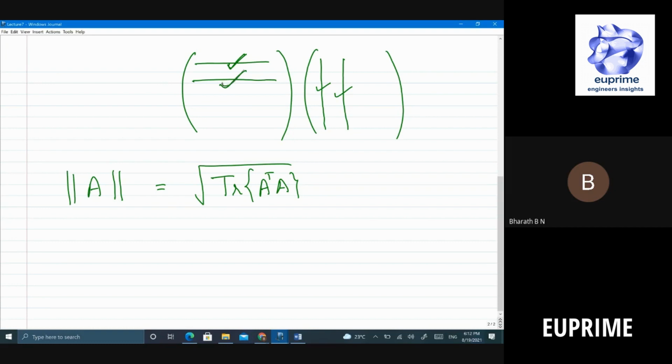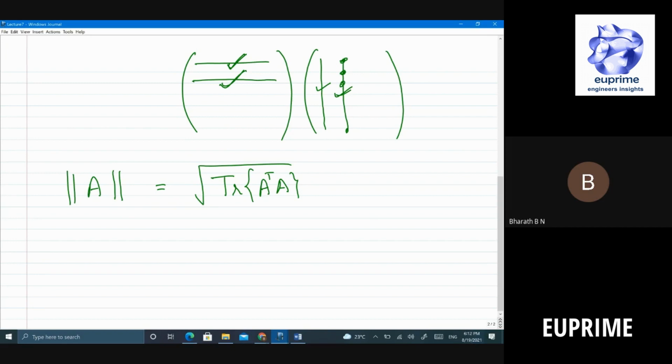The second row, what happens here? It's all these entries squared, right? And you are adding them, right? You are taking the trace, by the way. So in other words, this trace of A transpose A is nothing but you square every entry of the matrix A and add them, right? That's what it turns out to be.